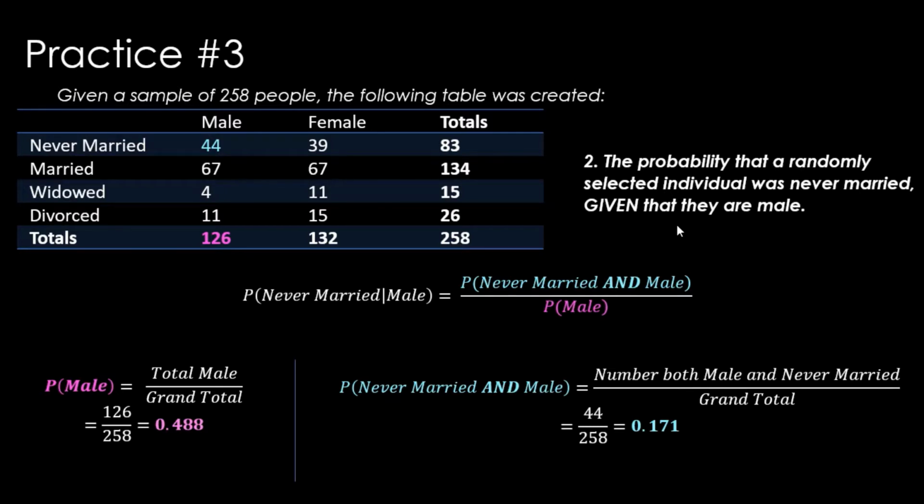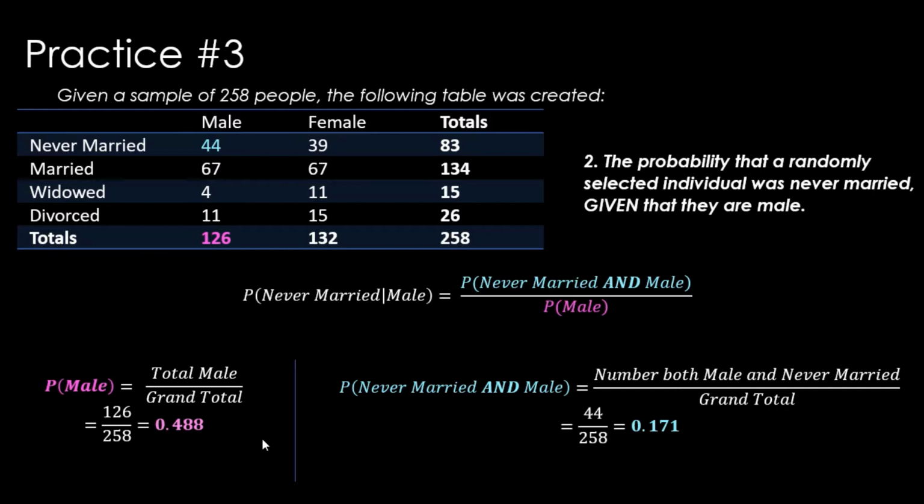Now for part 2, we're asked to find the probability that a randomly selected individual was never married given that they are male. Notice the keyword given in this question. This is a cue to use the conditional probability formula. So we need to find two things, the probability of never being married and being male, and the probability of just being male. Let's start with probability of male. We can find this the same way that we found probability of never married in the first part of the question. Probability of male is equal to the total number of males divided by the grand total, which is equal to 126 over 258, which is equal to 0.488.